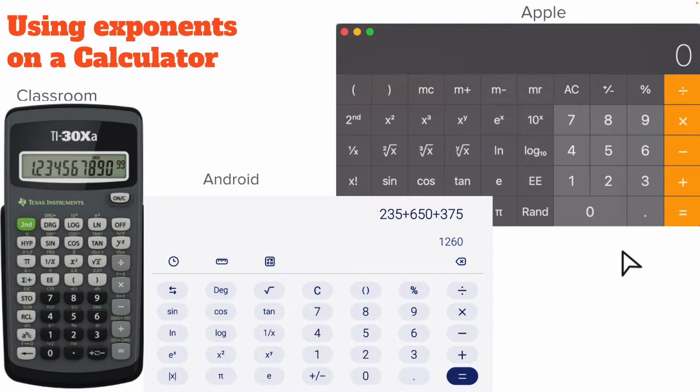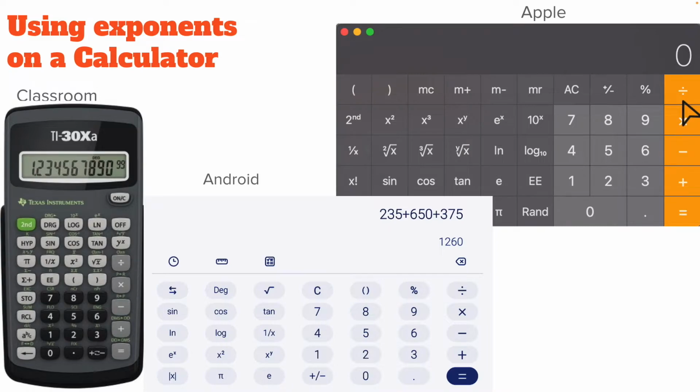So we have 3 different types of calculators. I threw them all up here just so you can see them. This is the classroom calculator, the ones that I can hand out to you in class. Here's what Apple's calculator looks like. If you turn your phone sideways, you get a little scientific calculator. So this could be on your phone, on your tablet, on a computer. They all look the same.